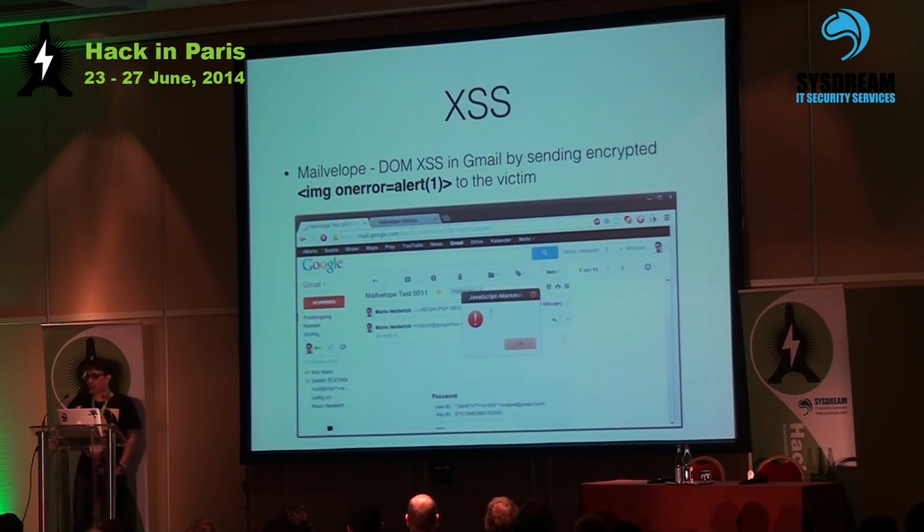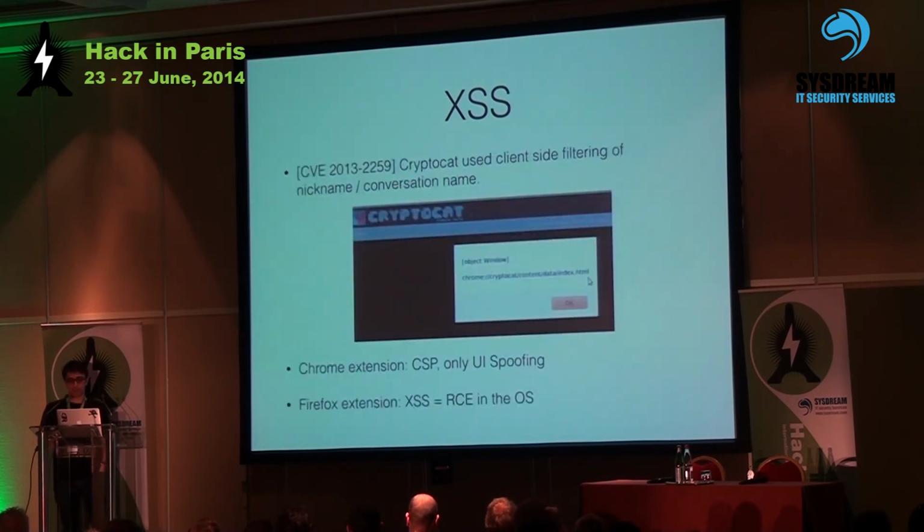Everyone wants them, right? So obviously, by using this crypto application written in JavaScript, you could execute arbitrary code in a Gmail interface, which is already pretty bad, but not bad enough. Because you still don't have access to the private keys, right? So let's take a look at CryptoCat. It had a similar vulnerability. It didn't filter the username or conversation name.